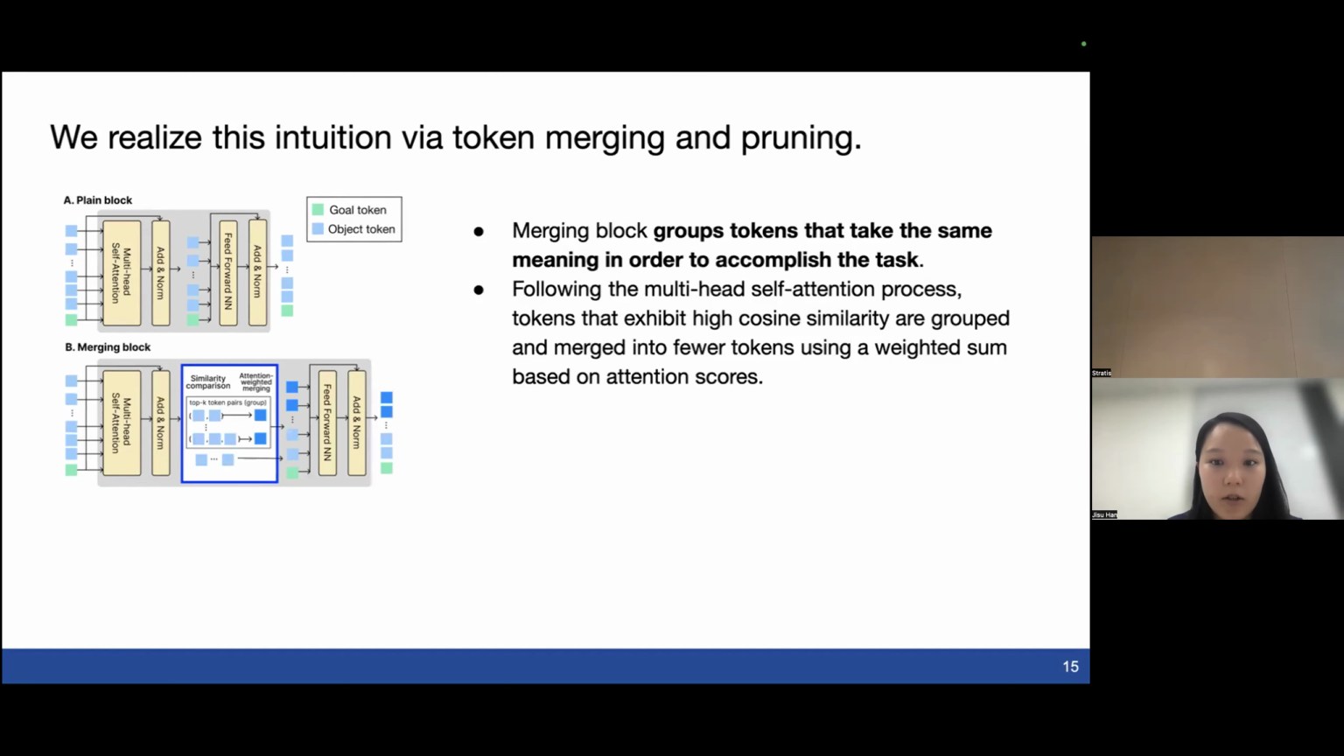On the merging block, it tries to group the tokens that take the same meaning in order to accomplish the task. So by passing the multi-head self-attention process, the tokens that exhibit high cosine similarity would be grouped and merged into fewer tokens by using the weighted sum based on the attention scores.